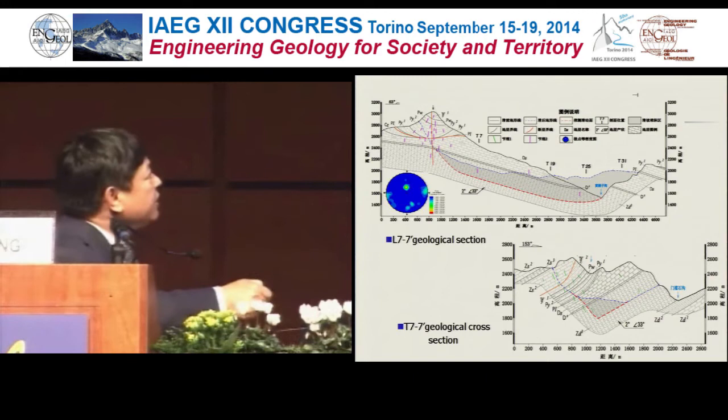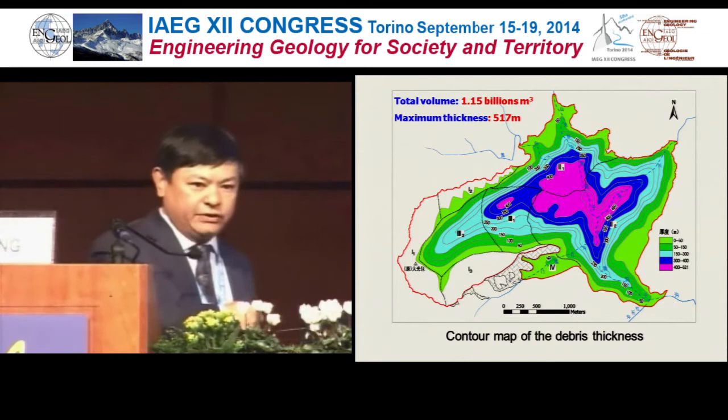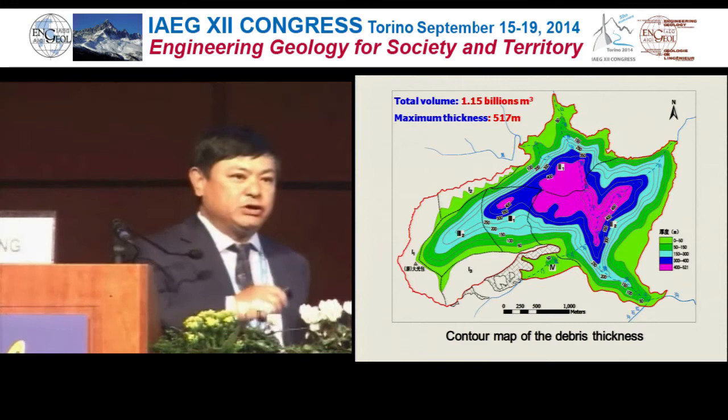So it's like a huge wedge. This is a cross section. This is the downstream boundary. This is the upstream boundary. So it's like a big jaw. So this is a total map of the slip surface. You can see the red area is the deposition area of the debris of the landslide body. This is a typical cross section.